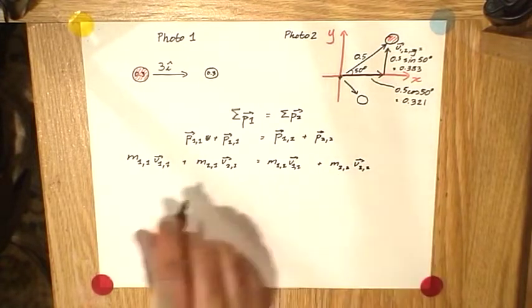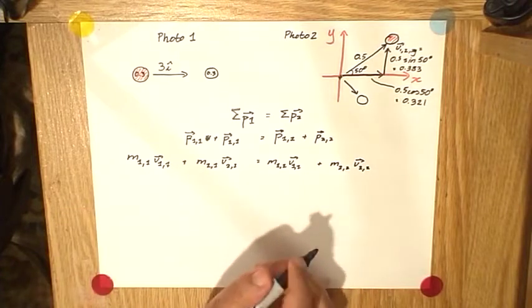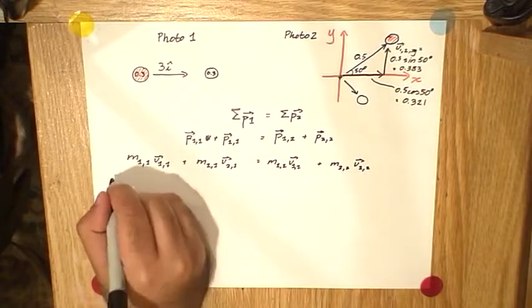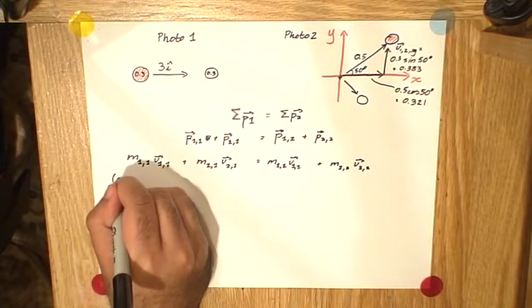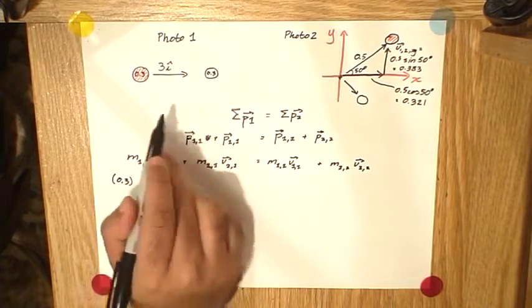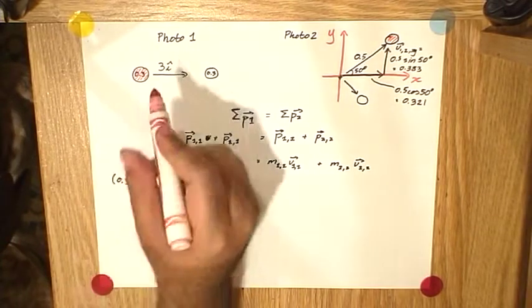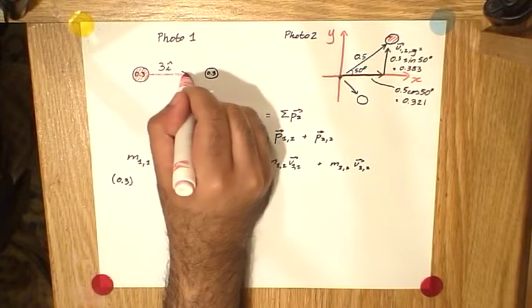Now let's start plugging in everything that we know. The masses of these two balls are of course the same thing. They're both 0.3. The initial velocity of ball 1, initially it's moving in just the x direction, something like this.